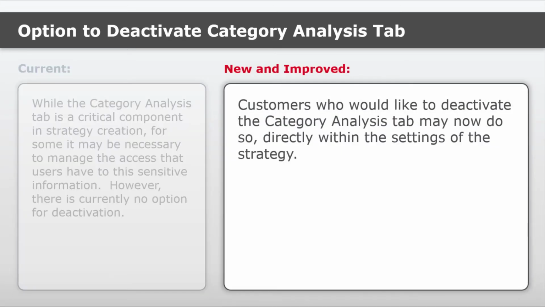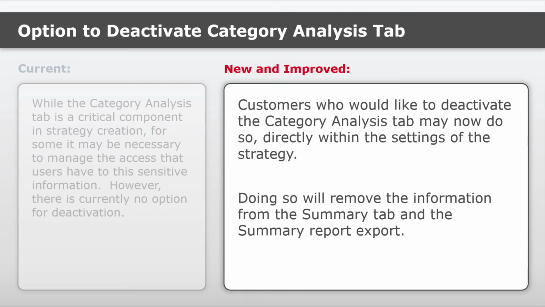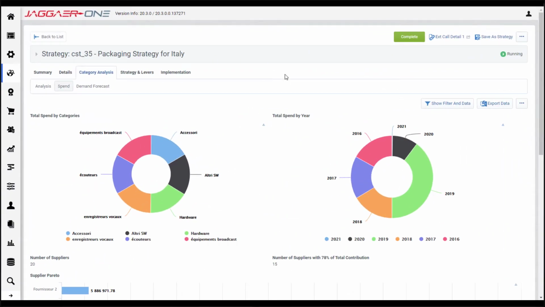In 20.3, customers who would like to deactivate the Category Analysis tab may now do so directly within the settings of the strategy. Doing so will remove the information from the Summary tab and the Summary Report export. Let's take a look at what this looks like in our demo environment.